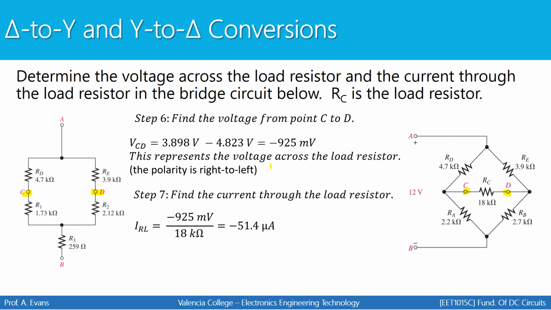Keep in mind, this voltage is negative. All that means is that the polarity is right to left, meaning this is the positive side and this is the negative side. And current flows from D to C because the current is negative. We found the voltage from C to D. It came out negative. That means D is the positive terminal, not C. That's all that means. And that's the current through the load resistor.